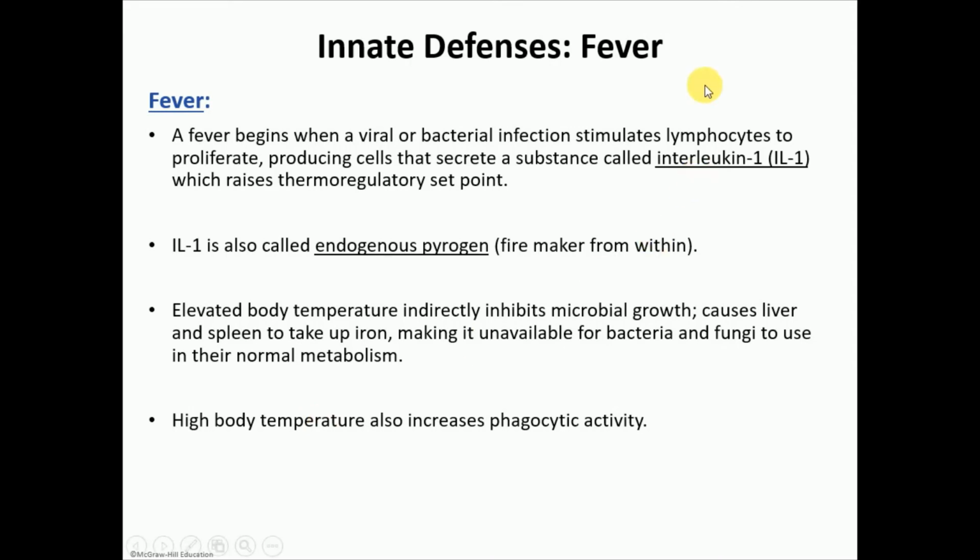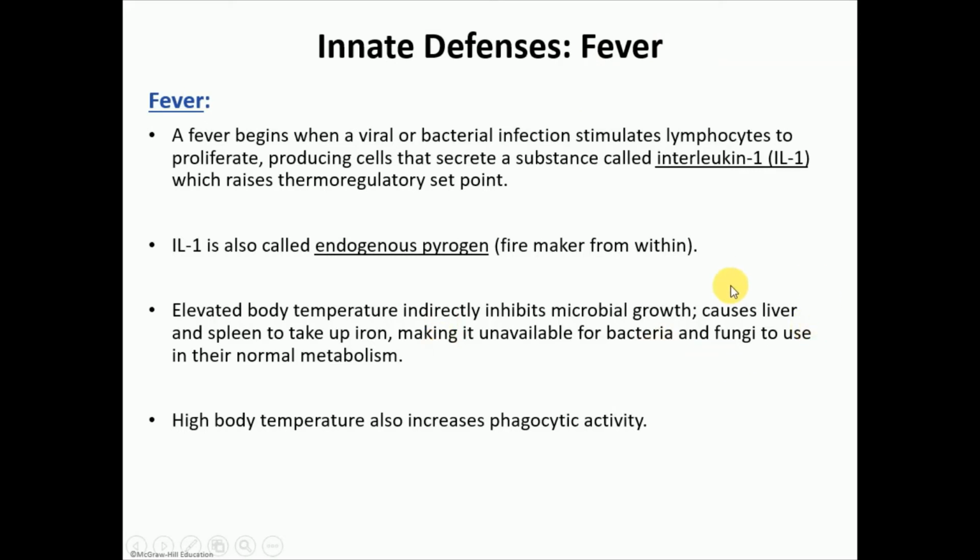Another innate or nonspecific defense is fever. So just the fact that our body temperature goes up inhibits bacterial growth. In order for bacteria to grow, it needs your normal body temperature. A fever makes your body environment inhospitable to bacteria, so it will inhibit bacterial growth.